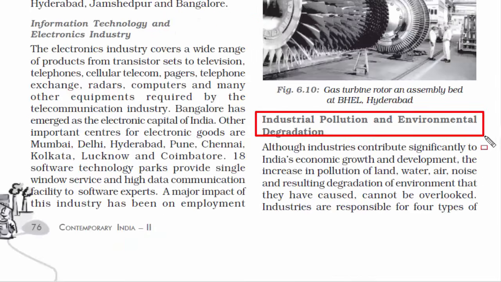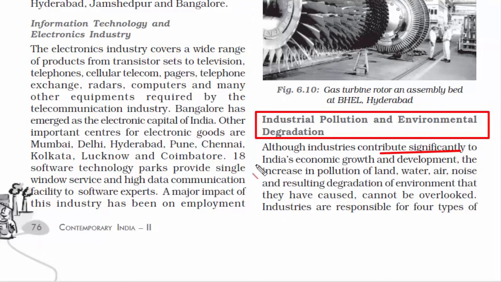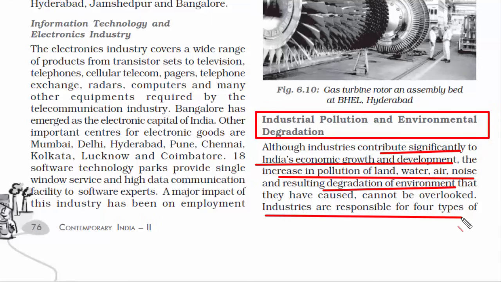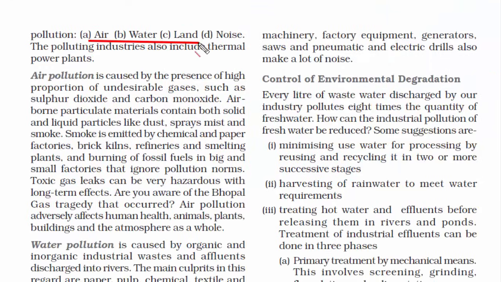So the next topic is industrial pollution and environmental degradation. While the industries contribute significantly to India's economic growth and development, they also increase the pollution in terms of land, water, air, and noise. And sometimes they degrade the environment to the highest limit. So basically industries are responsible for 4 types of problems, and they're always related to air, water, land, and noise. So let's quickly go through each one of them in brief.